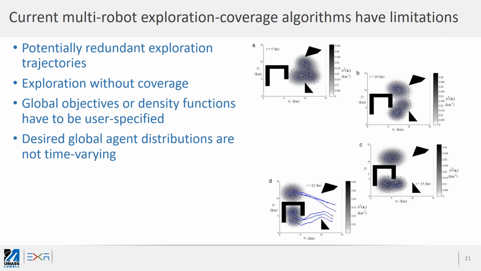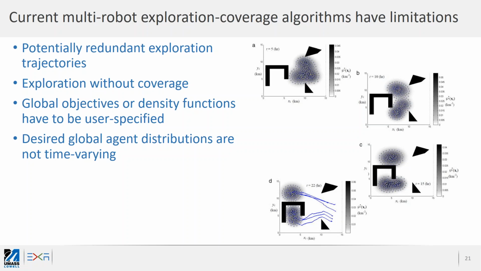So people have tried to do this in the past. Multi-robot exploration coverage algorithms that currently exist have some limitations. Some of their trajectories can be redundant. Sometimes the algorithms do exploration but do not do coverage. Often the global density functions are user specified, so they're already given to all the robots, but that may not be a typical scenario. So you may not have knowledge about the world if you're having your robots go out and explore them, right? So that kind of becomes redundant.